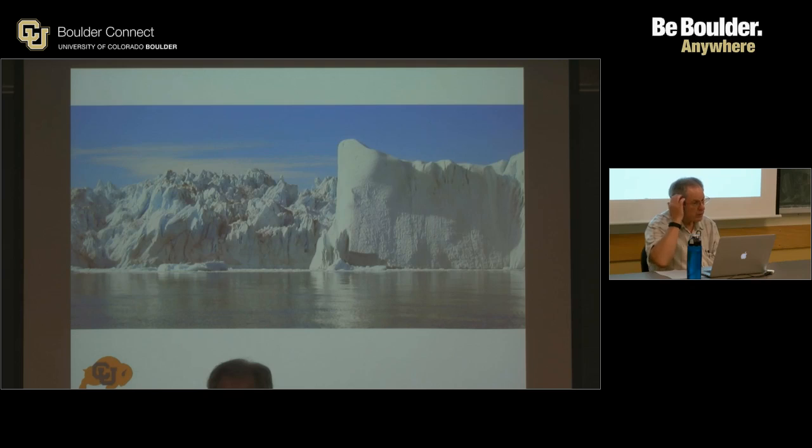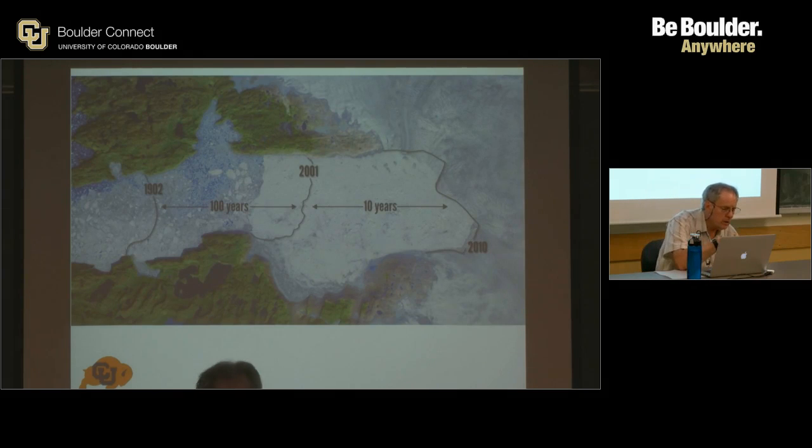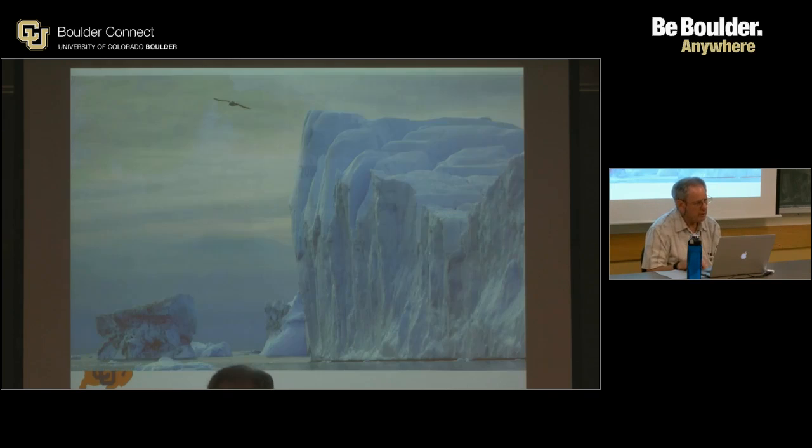I like this illustration. It shows you in 100 years, it went from the 1902 to the 2001. And then it went from 2001 to 2010 in 10 years. So it's really accelerated its melt. And this is just kind of a cool picture.